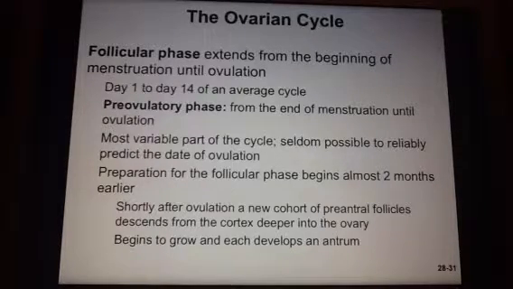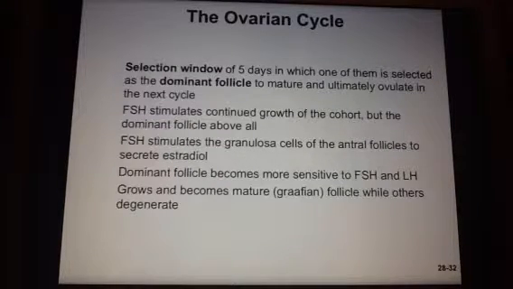The ovaries alternate which ovary is releasing the egg. So that's why it's talking about 2 months. Because your right ovary will release the egg, and then that cycle will start over, and then the left ovary, and back and forth. So there is a selection window of 5 days, in which one of them is selected as the dominant follicle to mature and eventually ovulate in the next cycle.